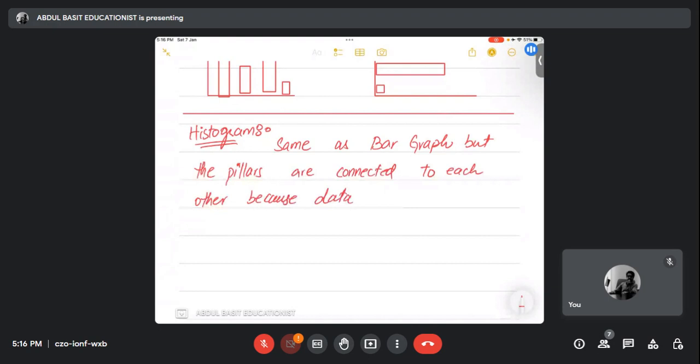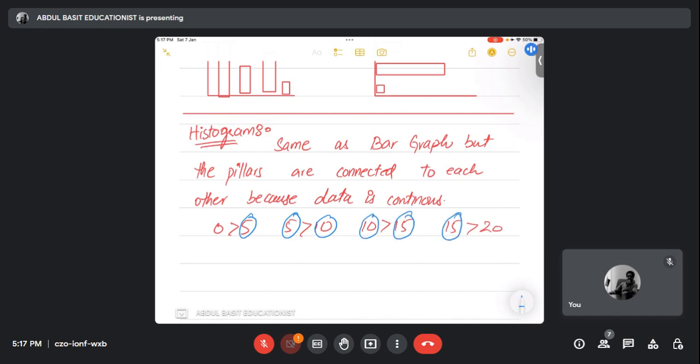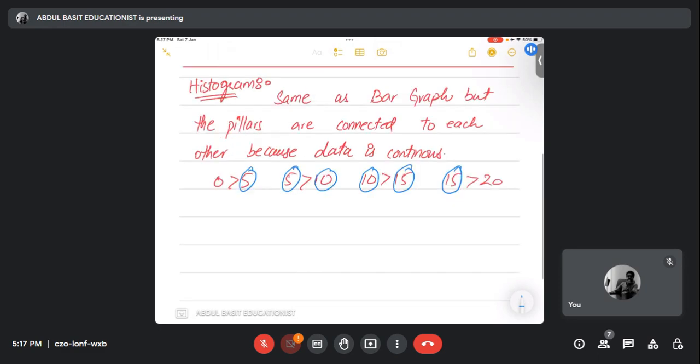data is continuous. The data is continuous data, it is not ending data. This means 0 to 5, then 5 to 10, then 10 to 15, and then 15 to 20. This is what continuous data is. You can see that the last digit is 5, and the next starts there. This is last, this is starting, so the data is continuous. That is the reason the pillars are connected to each other.